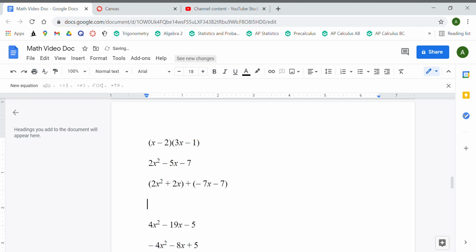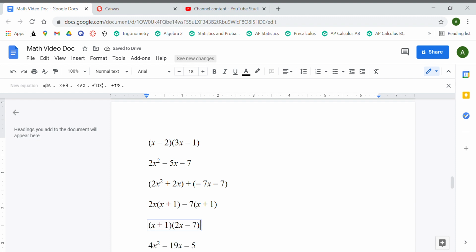Using GCF, it's going to be 2x times (x plus 1) minus 7 times (x plus 1). Take the match and leave it out, right like this. There you have it. There is your factoring for that polynomial.